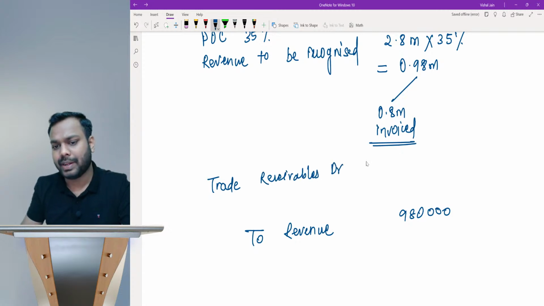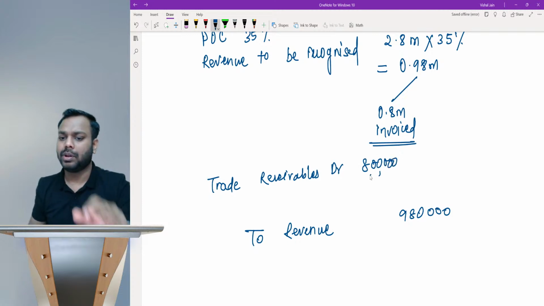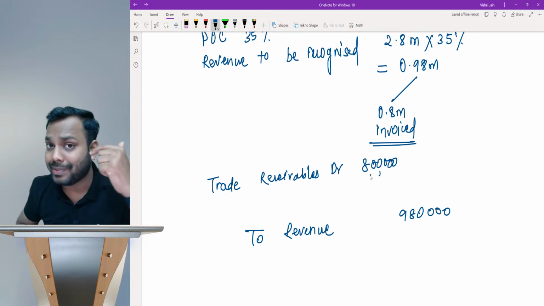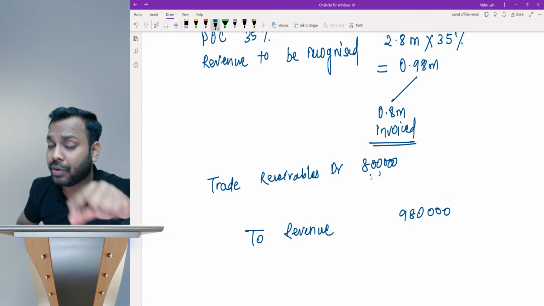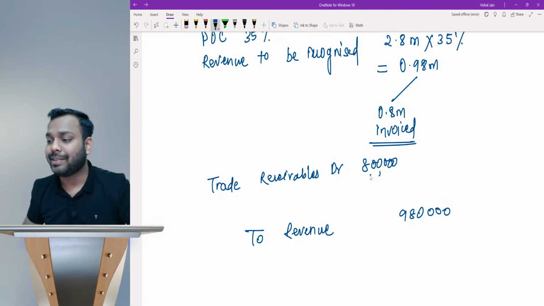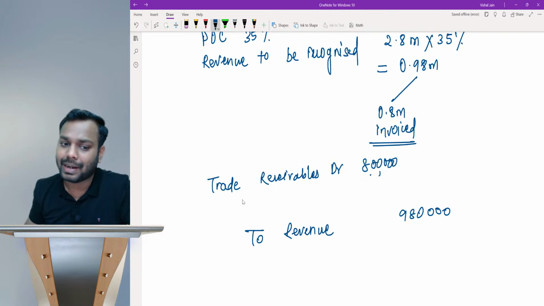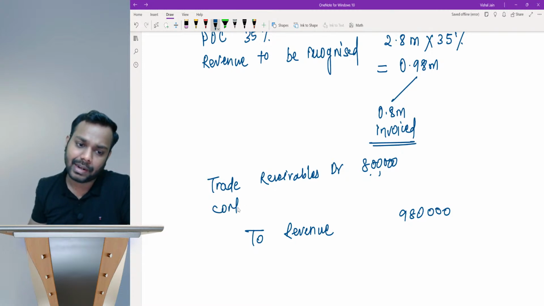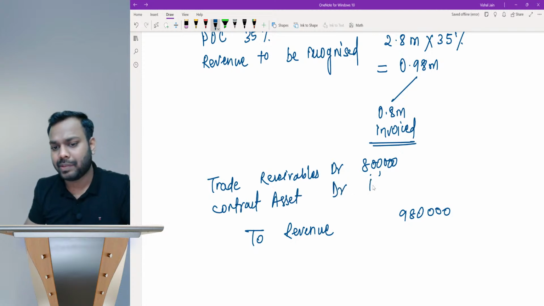800,000, right? That is 800,000. Where will the balancing figure go? Till the time when we are recognizing the revenue but we have not raised an invoice to the customer, it gets recognized as a contract asset, right? Contract asset account debit, the amount is 1,80,000.